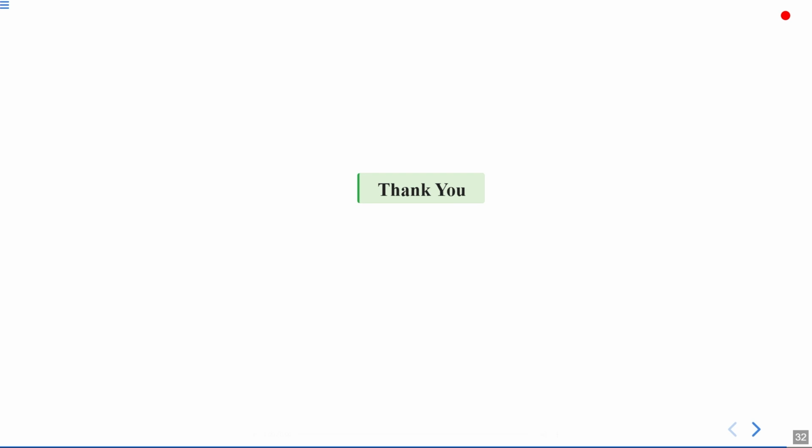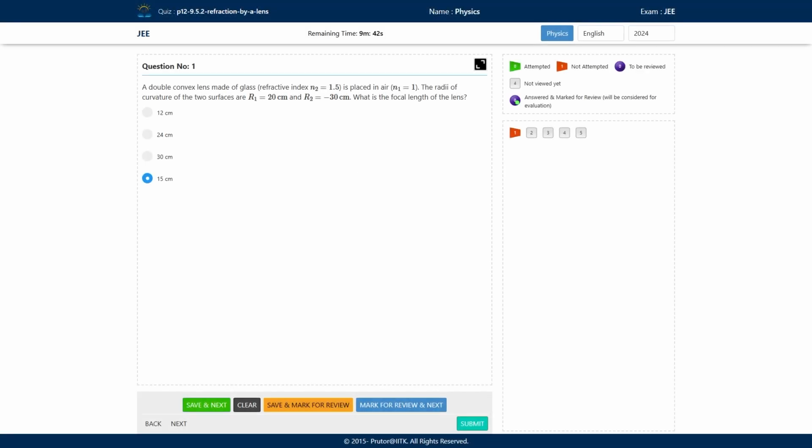Thank you. This is all about today's lecture, but we have to do the DPP. A double convex lens made of glass, refractive index n2 = 1.5, placed in air n1 = 1. The radius of curvature is given R1 = 20 cm and R2 = minus 30 cm. So solve it fast and tell me the answer. What is the focal length of the lens? Use the lens maker's formula to find it.